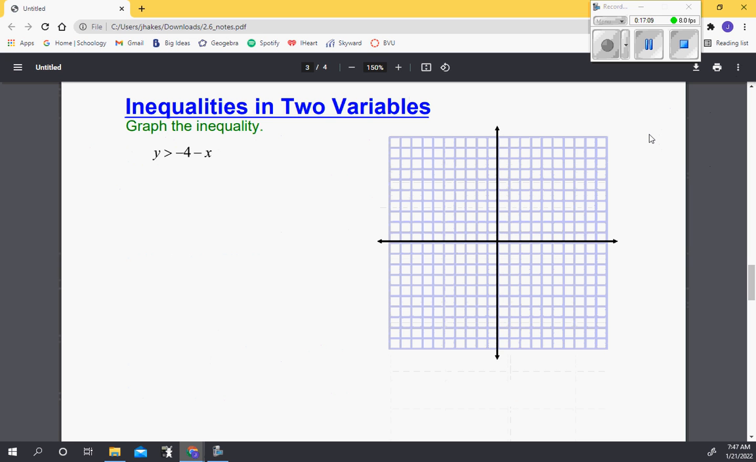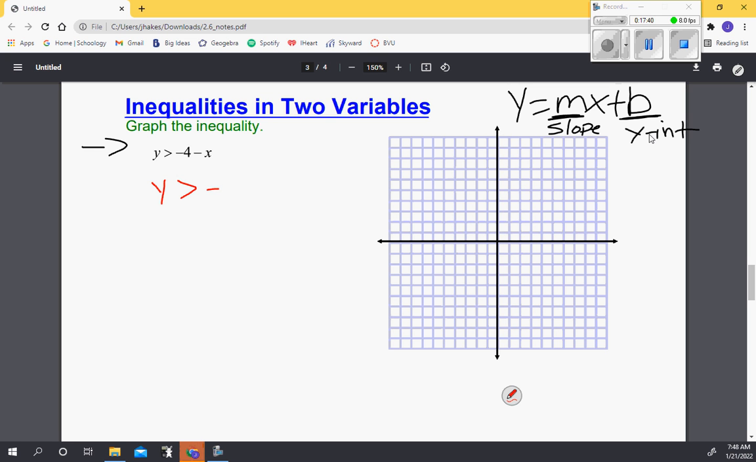Okay, next inequality to graph. I'm going to write y equals mx plus b, because that's what we're familiar with. When we did y equals mx plus b last week, m is our slope, b is our y-intercept. This inequality is not in that mx plus b form. I'm going to rewrite this. All I did was switch the negative x and the minus 4. Okay, this is more familiar to us.